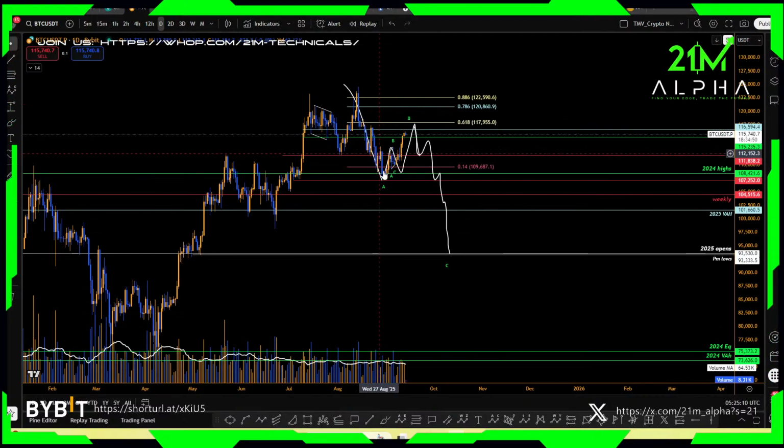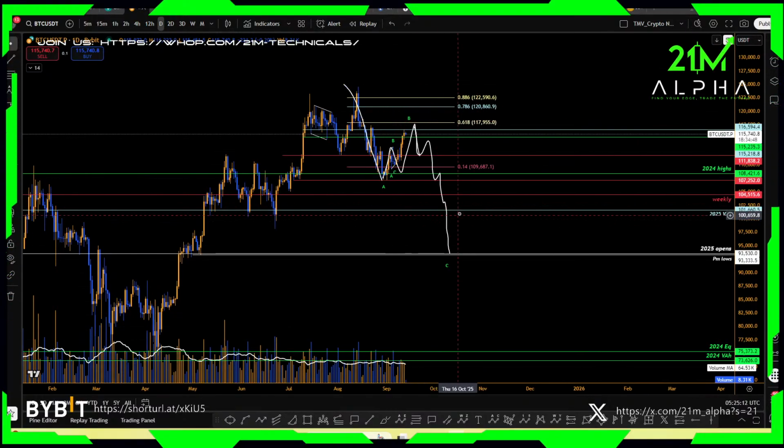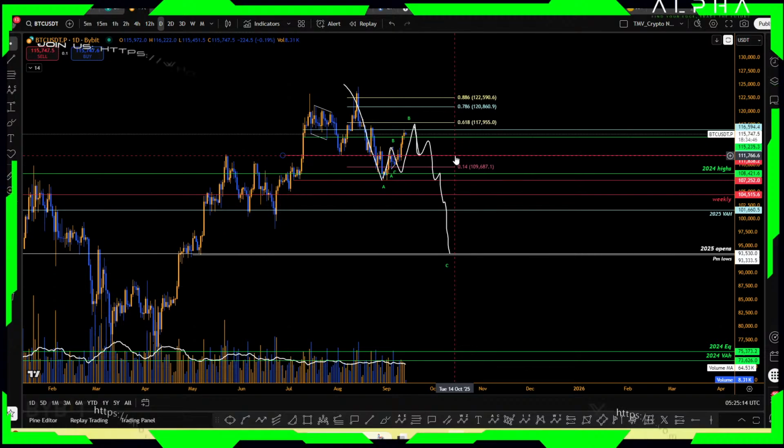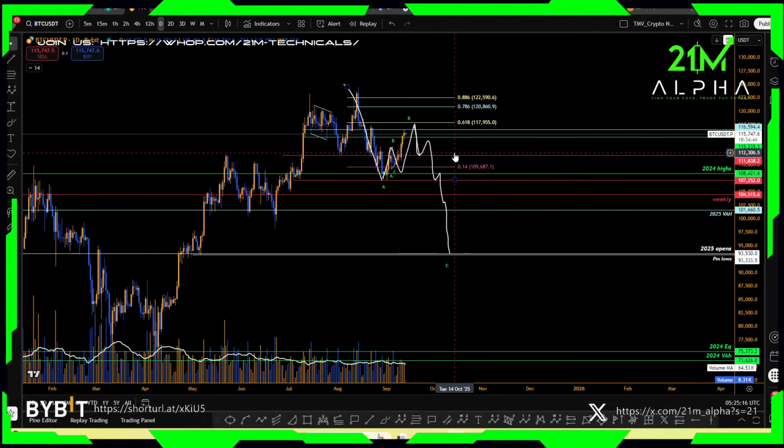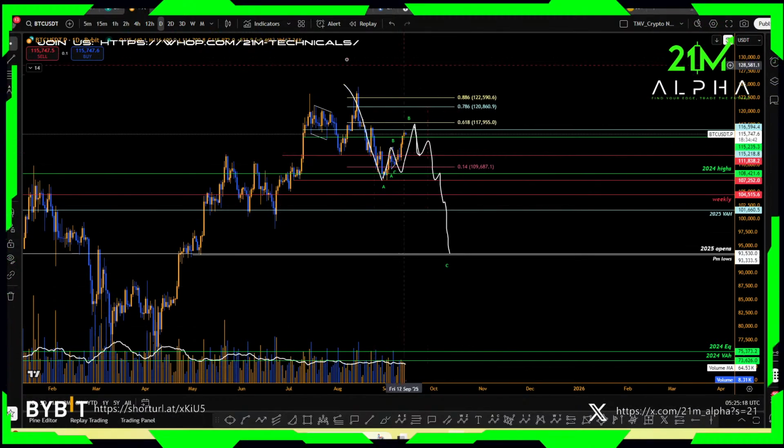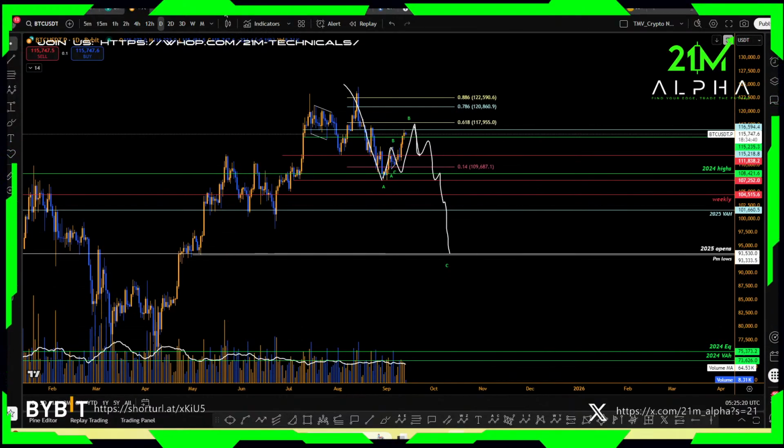My plan, my strategy is this. This is my preferred scenario for BTC based on the wave counts, based on the HTF counts and LTF counts or midterm counts I have. So this is the most preferred scenario for BTC.